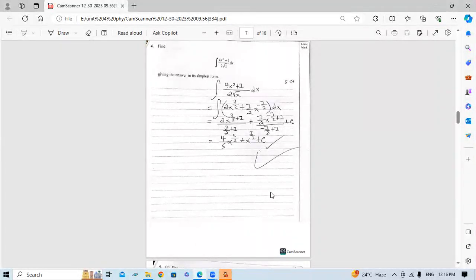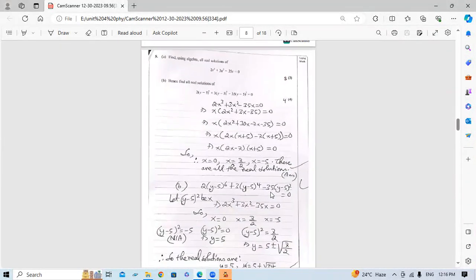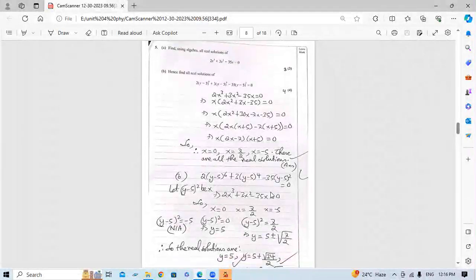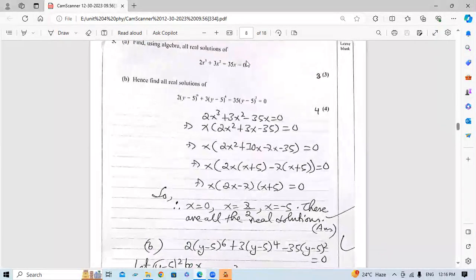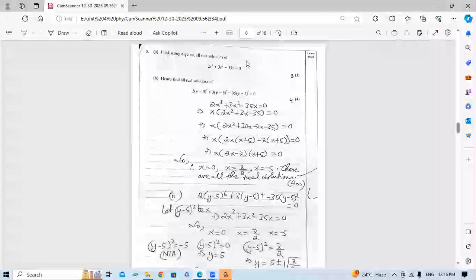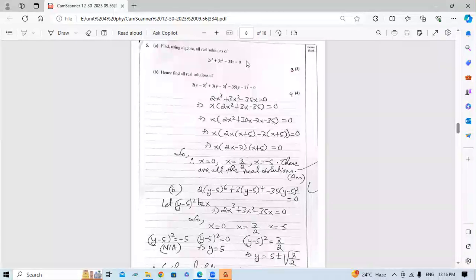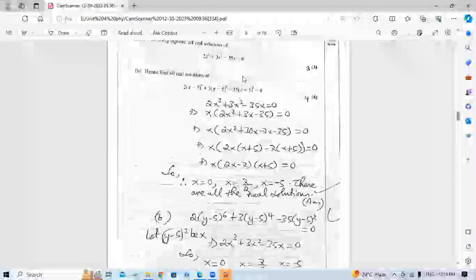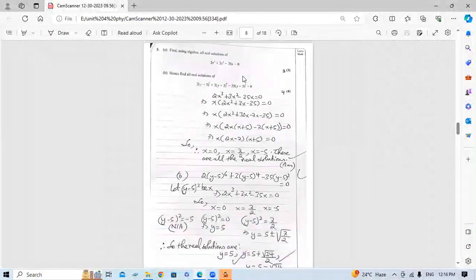Let's move on to question number 5. In question number 5, it had been asked: find using algebra all the real solutions of 2x cubed plus 3x squared minus 35x equals 0.